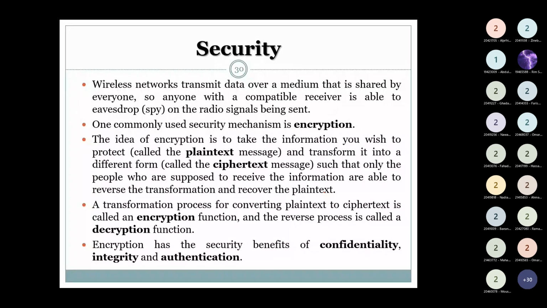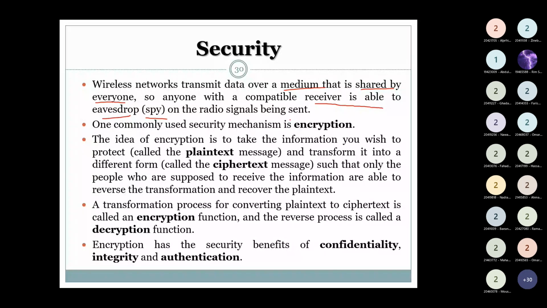Okay, so move now to security, the last part of this meeting. Wireless networks transmit data over a medium that is shared by everyone. So anyone with a compatible receiver is able to eavesdrop or spy on the radio signals being sent, because we use a shared medium. Any eavesdropper or spy can do some attacks on this data.